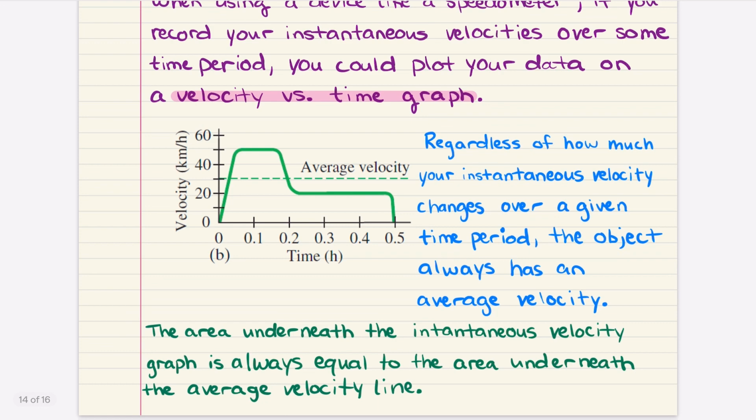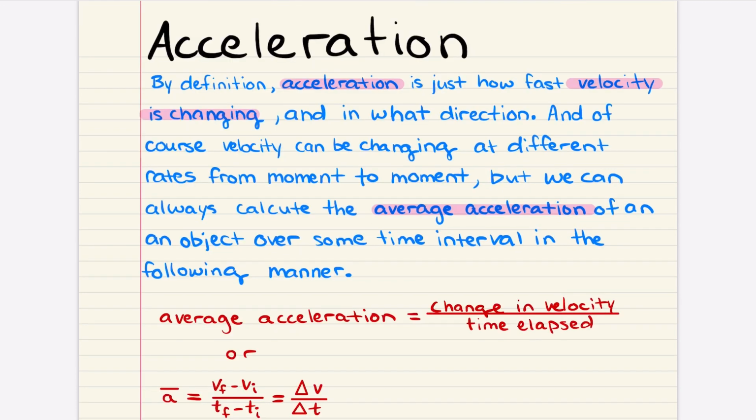The area underneath the instantaneous velocity graph, the area underneath this line here, is always going to be equal to the area under the average velocity line. All right, so this area, I'm showing you the area under the average velocity line, is always going to be equal to this area. It's an interesting thing about studying physics graphically. Now let's talk about acceleration.